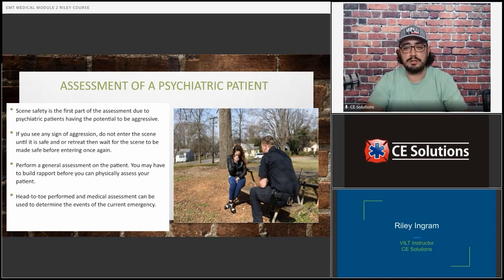So we're going to make sure that our scene is safe. Now, I've lived and learned as far as that goes. If you see signs of aggression, do not enter the scene until it is safe, or retreat, then wait for the scene to be made safe before entering once again.